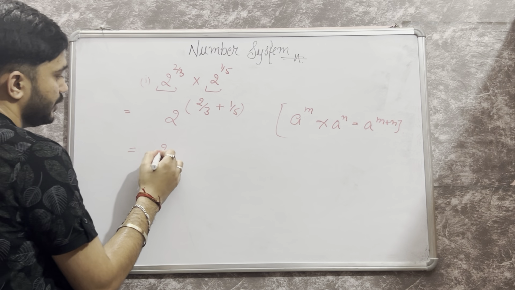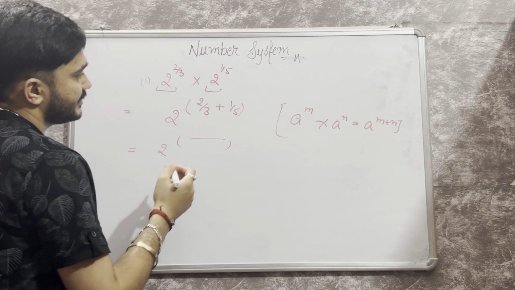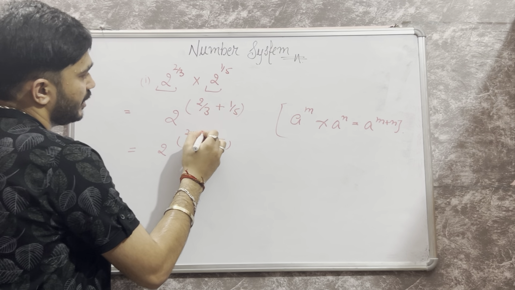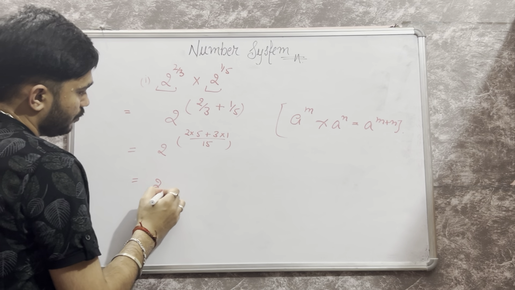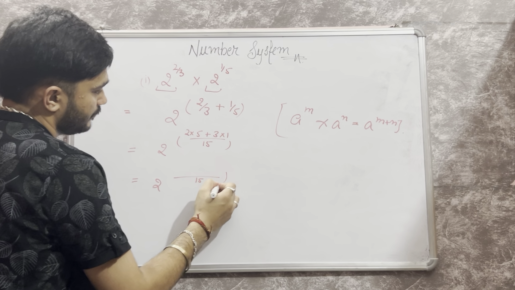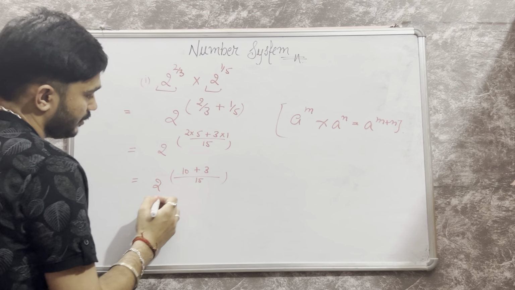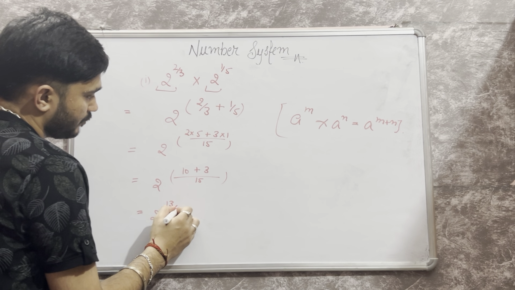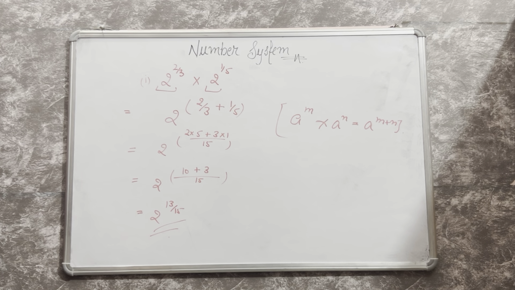Here the answer will be 2, write it as it is, and solve the power by LCM. Your LCM will be 15, 2 into 5 plus 3 into 1. 2 5s are 10 plus 3. So answer of this question will be 2 raised to power 13 upon 15. Any doubt?